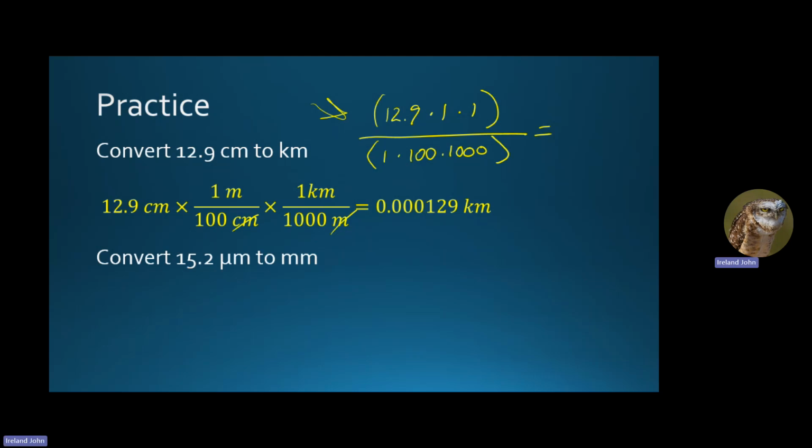If you know the conversion factor from micrometers to millimeters, great, use that. If you don't, you're like, I have no idea what the conversion factor between micrometers and millimeters is, Dr. Ireland. Then convert micrometers into meters, and then convert meters into millimeters. That works just as well, right? It's 2 steps, but works just the same. And you don't have to think about it too hard because their conversion factors are right there on the table.